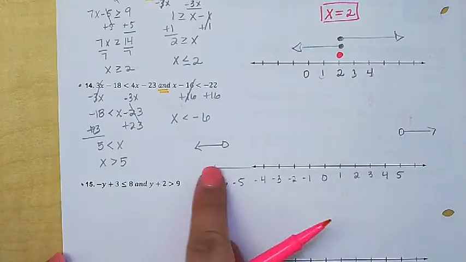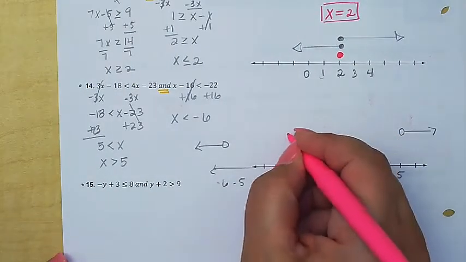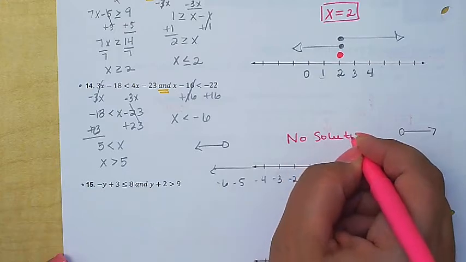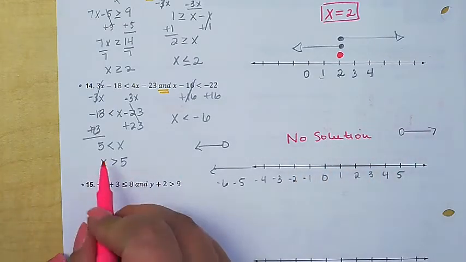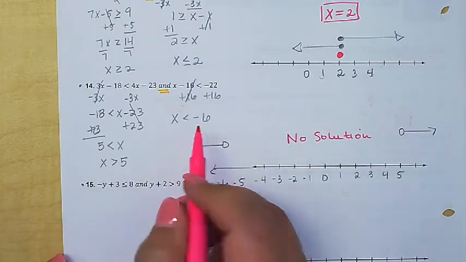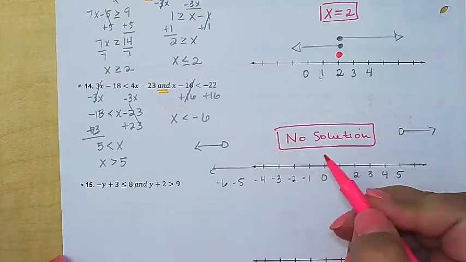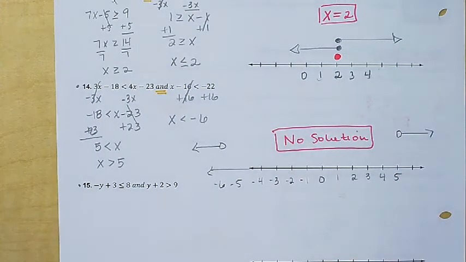So in the end, I just leave my number line blank and I just say this has no solutions. I'll never be able to come up with a number that is greater than 5 and also less than negative 6. It just does not work. So that's a no solution right there.